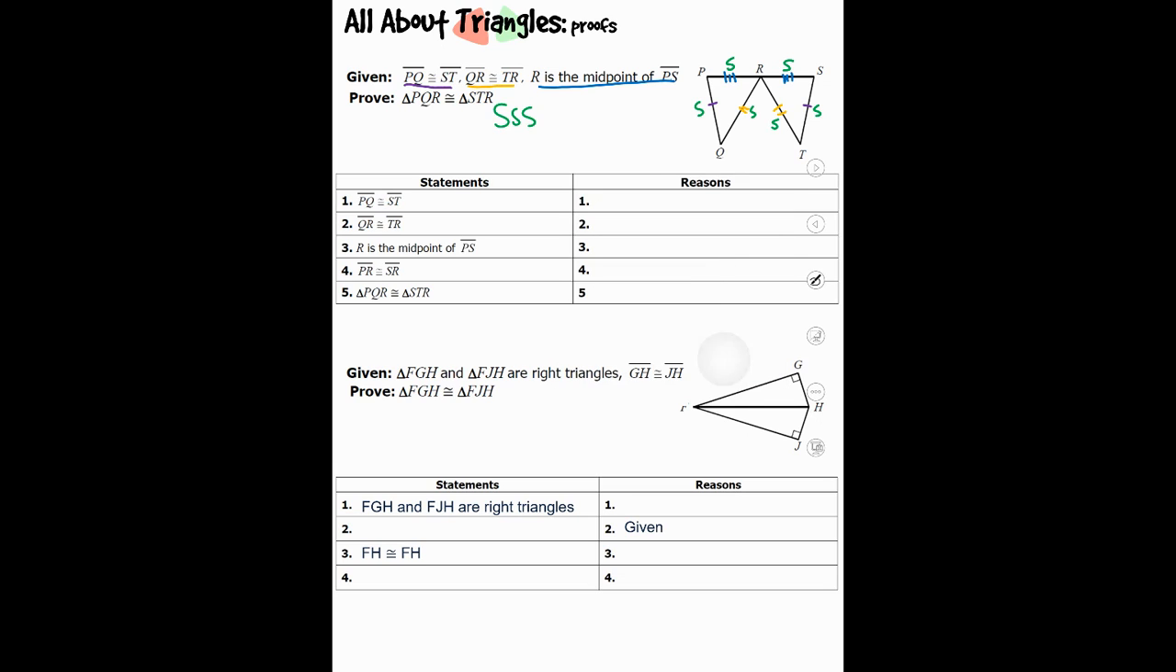So where does it start? PQ is congruent to ST. Well, we didn't come up with that. We didn't think about it. That was just given to us. QR is congruent to TR. Again, something that was just given to us. R is the midpoint of PS. Again, that's just given.